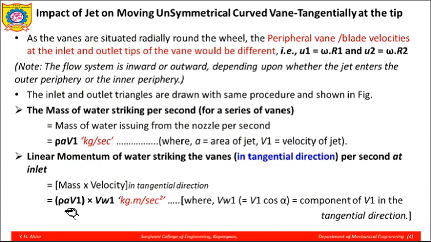So the mass flow rate is rho A V1, into the velocity of the water in the tangential direction, which is the whirl component Vw1 at the inlet. So the linear momentum at inlet is rho A V1 into Vw1. The unit will be kg meter per second. Vw1 is nothing but V1 cos alpha, from the trigonometry of the IVT, inlet velocity triangle. So it is the component of V1 in the tangential direction.